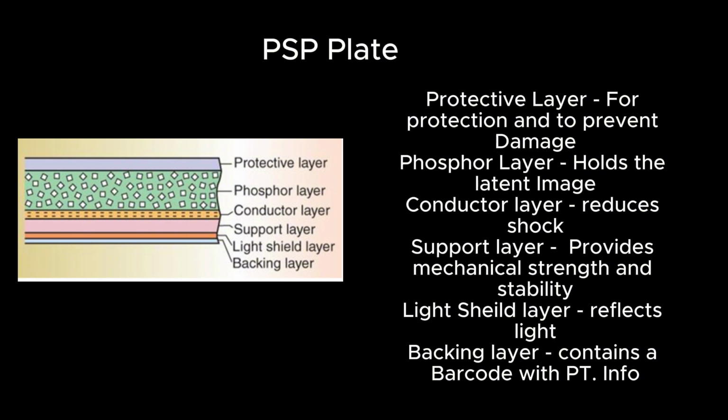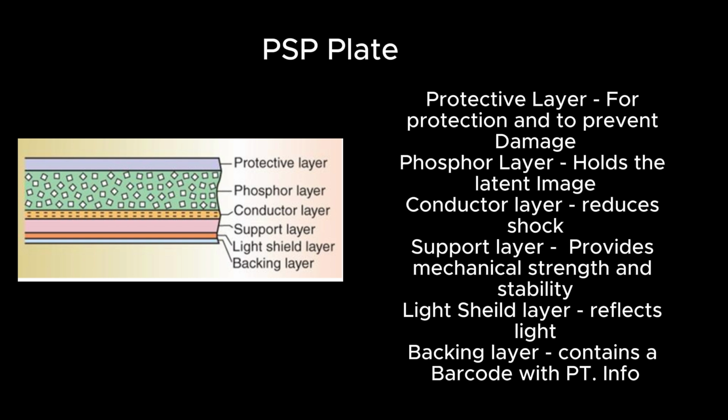Alright, so first up we got the protective layer. This one's simple. It protects the plate from physical damage. That's all you need to know about it. So next we're going to go into the phosphor layer. This layer is also called the active layer because it's where the image is actually captured after X-ray exposure. It's made of a compound called barium fluorohalide, but what really makes it special is that it's doped with europium. That's a rare earth element.